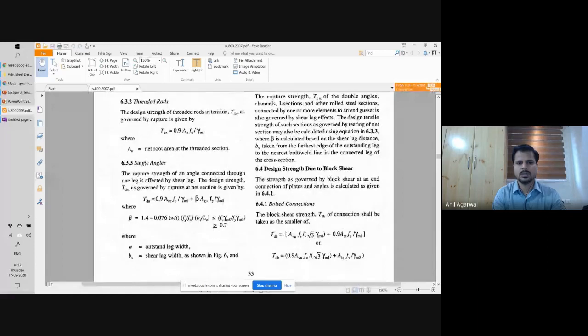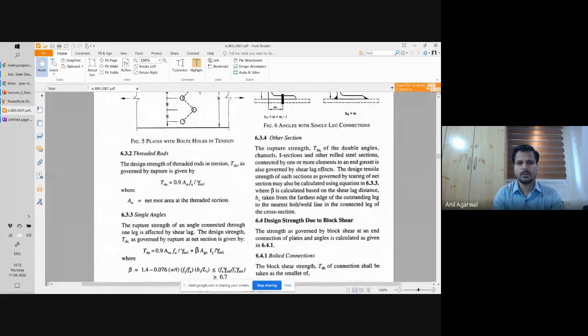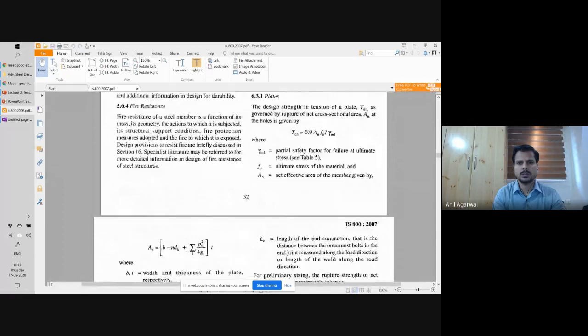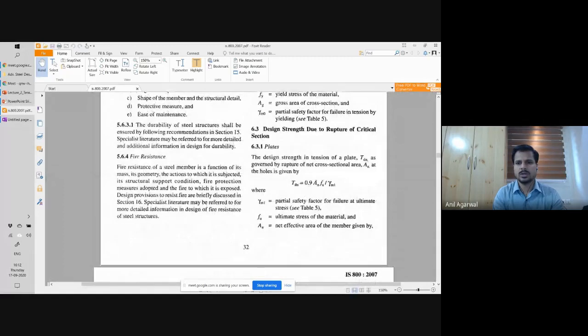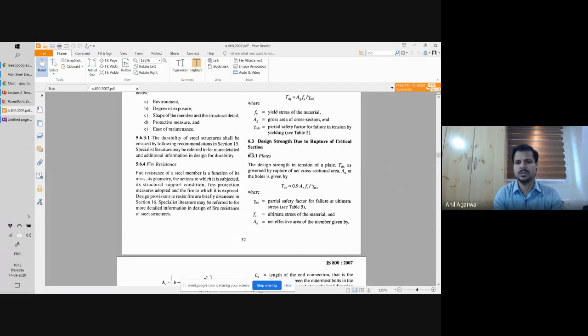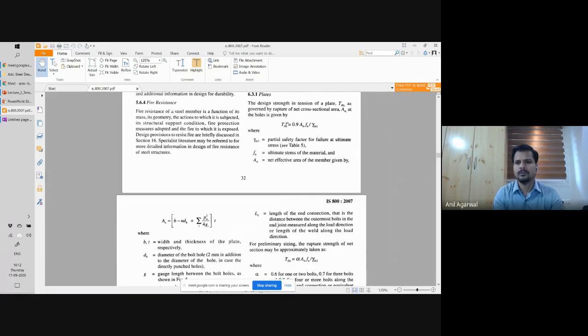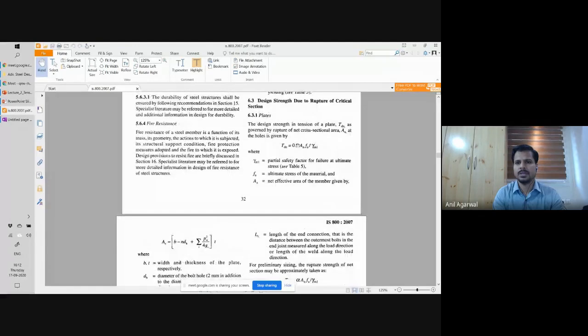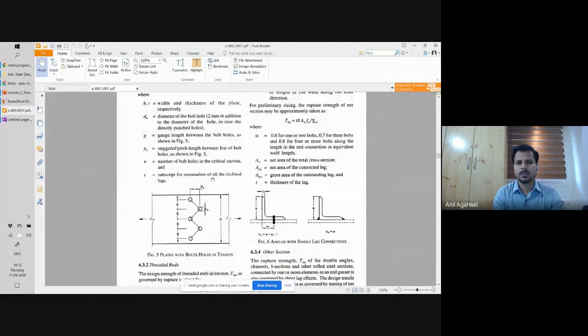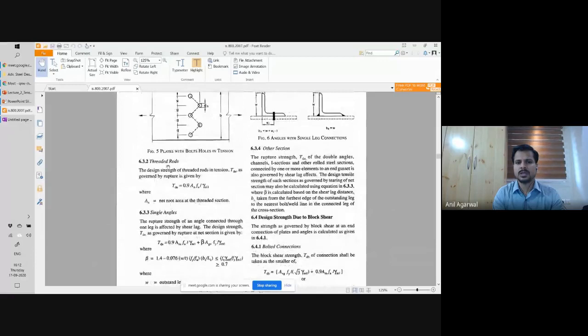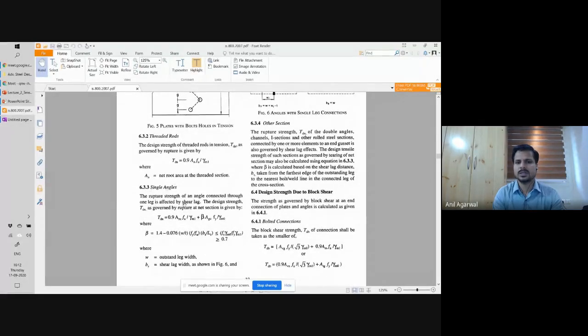You had 6.3.3 and you have 6.3.1. So 6.3.1 has your limit state of rupture. So 6.3 corresponds to all the limit states of rupture, right? Within 6.3, you have rupture of a plate uniformly loaded. 6.3.2 is the rupture of the threaded rods. 6.3.3 is for single angles.